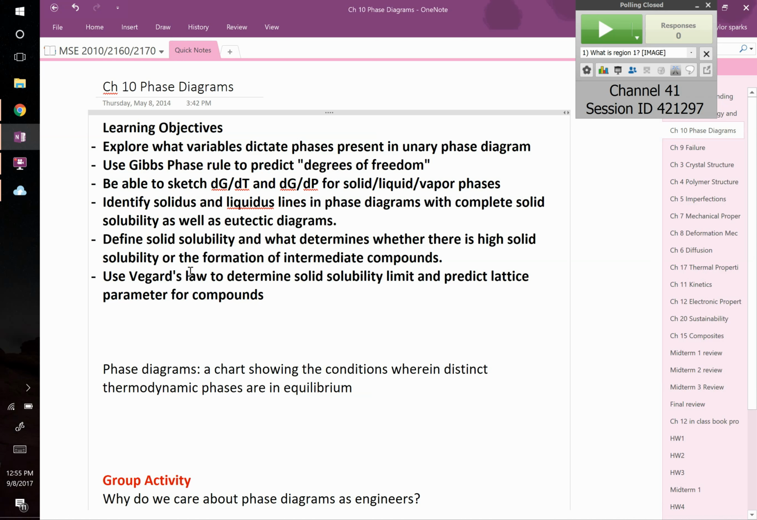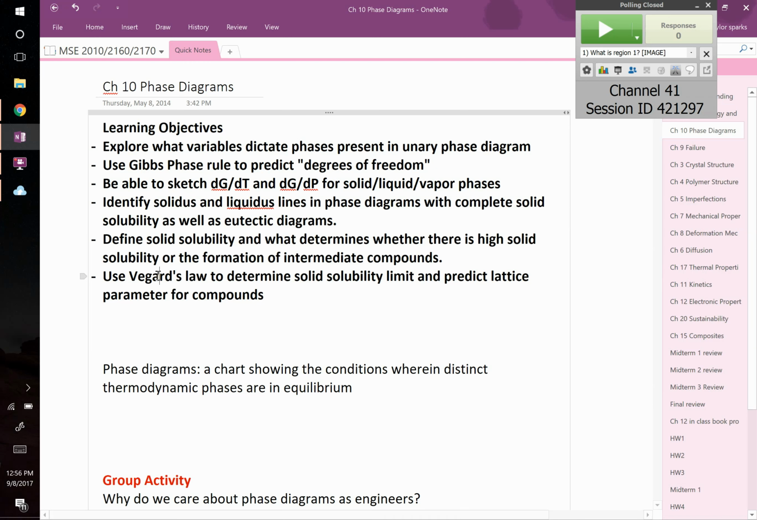So first up, our learning objectives for today: we're going to explore what variables actually influence what phases are present. We'll do that in a unary phase diagram and eventually a binary. We'll use something called Gibbs phase rule to predict the degrees of freedom, or things we can change that won't mess with our system's phase equilibria. We'll be able to sketch how free energy changes with temperature and pressure when you account for different phases like solids, liquids, and vapors. We'll identify things like solidus and liquidus lines, which help us know the limits of solubility within your different phases. And at the end, we'll get into something called Vegard's law, which helps us predict solubility limits, right?